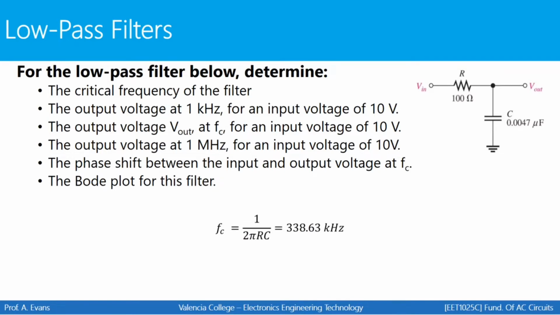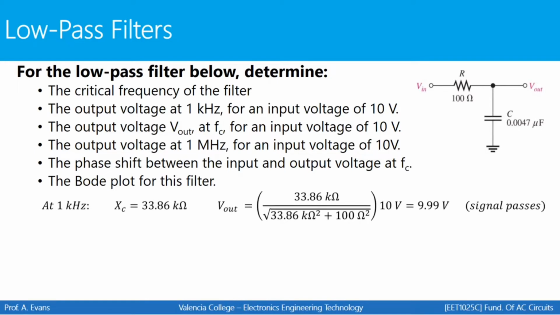The critical frequency is 1 divided by 2 pi RC. The phase shift is the negative inverse tangent of R over XC, which is negative 45 degrees. This is always going to be true for an RC low-pass filter. The phase shift is always going to be negative 45 degrees. The relationship between R and XC is always going to be such that you're going to get that value. And now let's talk about the voltages.